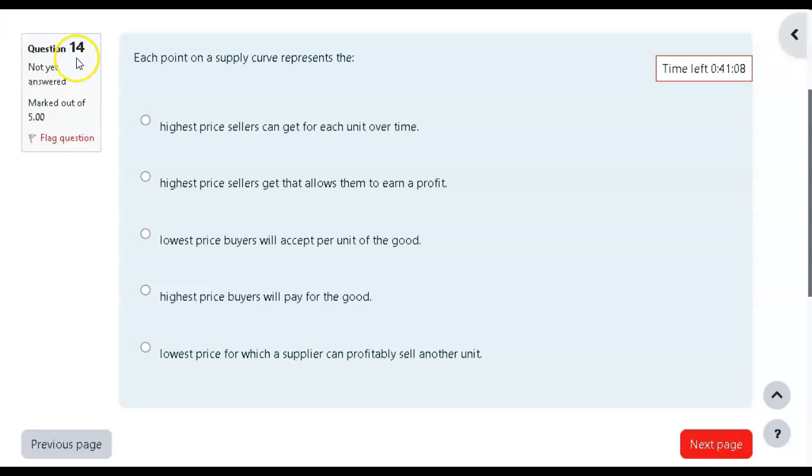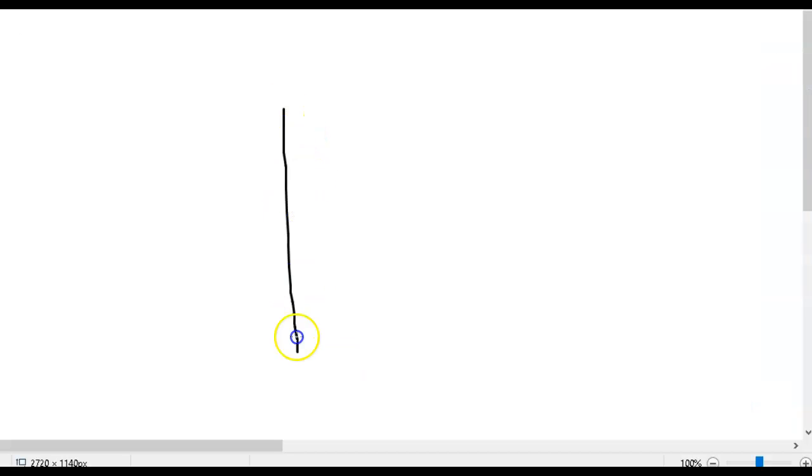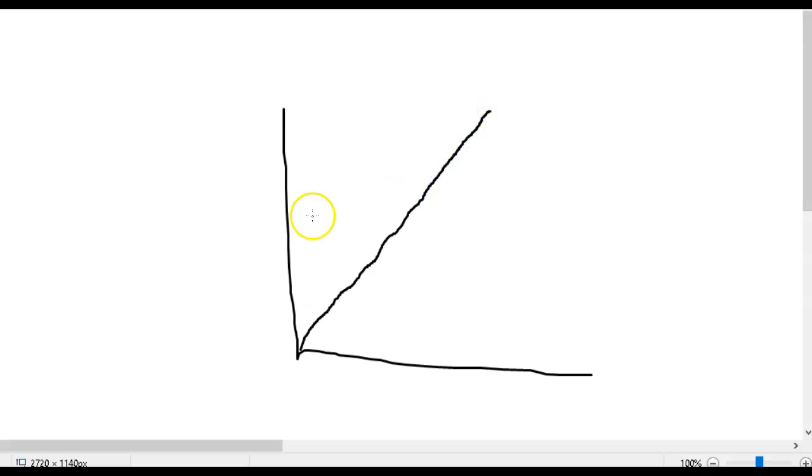Okay, so in question 14, each point on a supply curve represents what? Now if you look at the supply curve, it basically looks like this. A supply curve is positive, so it looks like a tick like this. Basically, what each point represents: this is the price, the Y, and the quantity. So when you look at a supply curve, what does it represent?